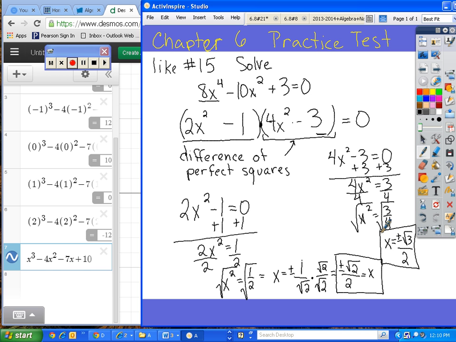Now, I have two solutions here, and two solutions here. That gives me a total of 4 solutions. I go up here and I say, what is the exponent? It's to the 4th exponent. I have 4 solutions, so I know that I've done my problem correctly.